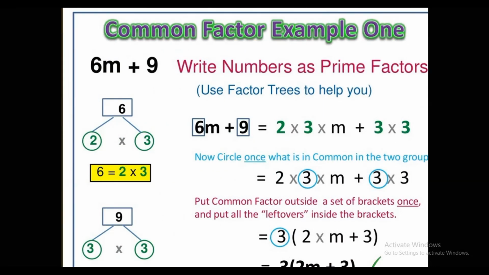Okay. Common factor, example 1: 6m plus 9. Write the numbers as prime factors. Use factor trees to help you. You can write it like this: 6 is 2 into 3. This is a kind of factor tree. You can write it like this, or however you like. This is not compulsory for you, but you have to think of it like this: 6 can be written as 2 into 3.